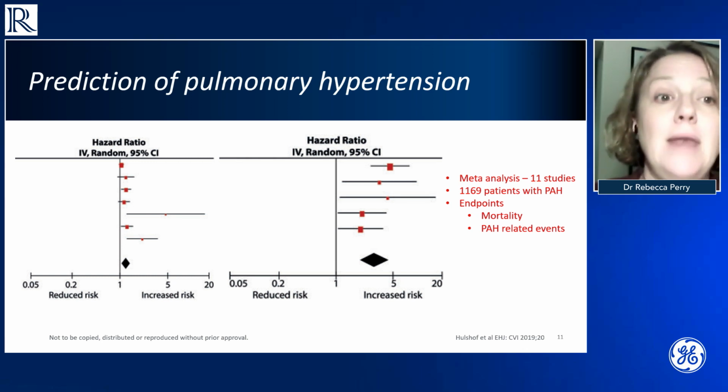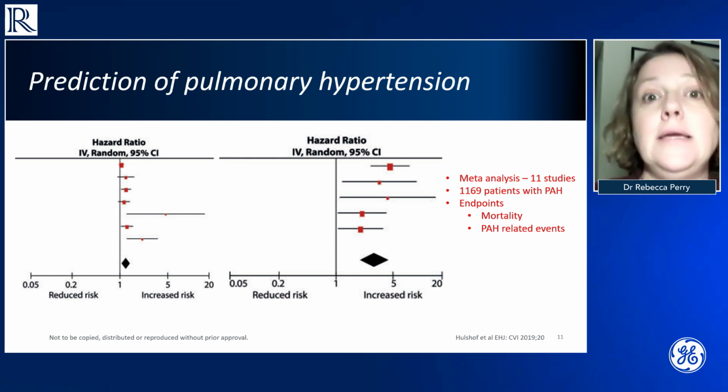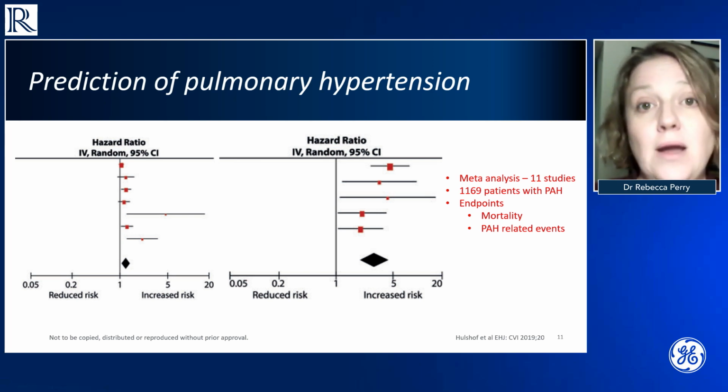The graph on the left shows the hazard ratio of the combined endpoint of mortality or pulmonary hypertension events. The hazard ratio was 1.22, indicating that a reduced right ventricular strain indicated a 22% increase in mortality or pulmonary hypertension events. On the right, we can see just mortality by itself, and the hazard ratio here was 2.96, indicating that right ventricular strain is quite predictive of events.